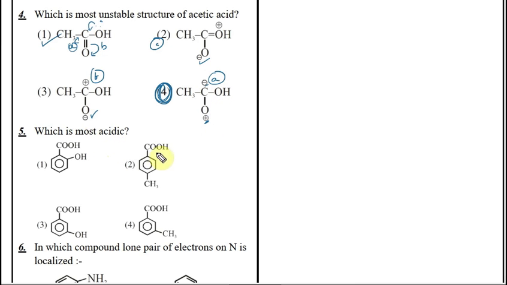Fifth one, which is most acidic. So all of them are benzoic acid. Now, benzoic acid is a special case; take it as straightforward for right now, I'll explain this later in detail. Any time in the ortho position you have a bulky group, just like this one, the COOH will go out of plane and become more acidic. This is called the ortho effect.